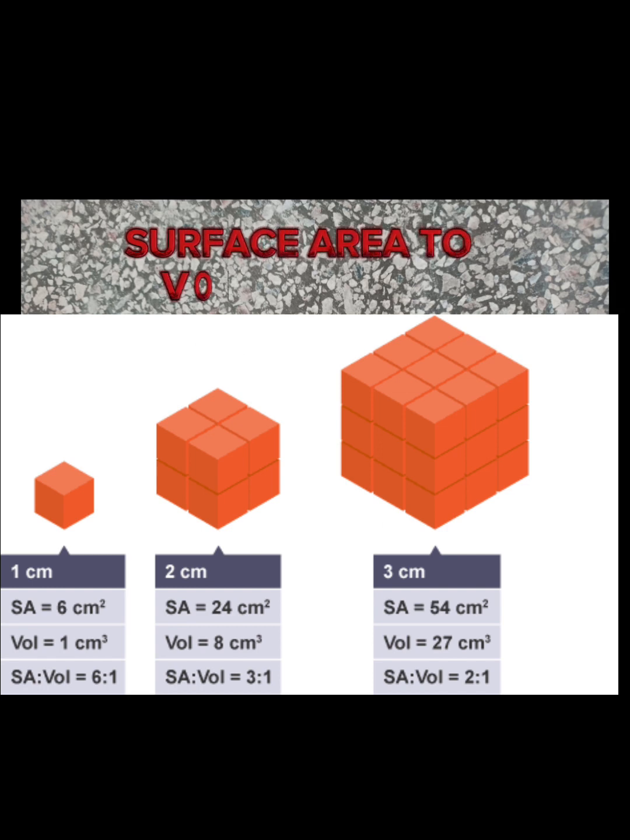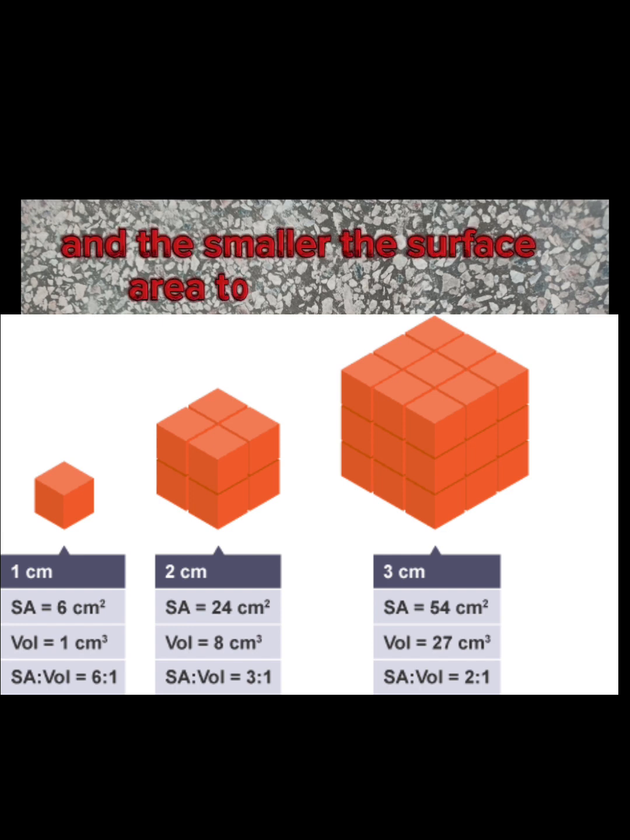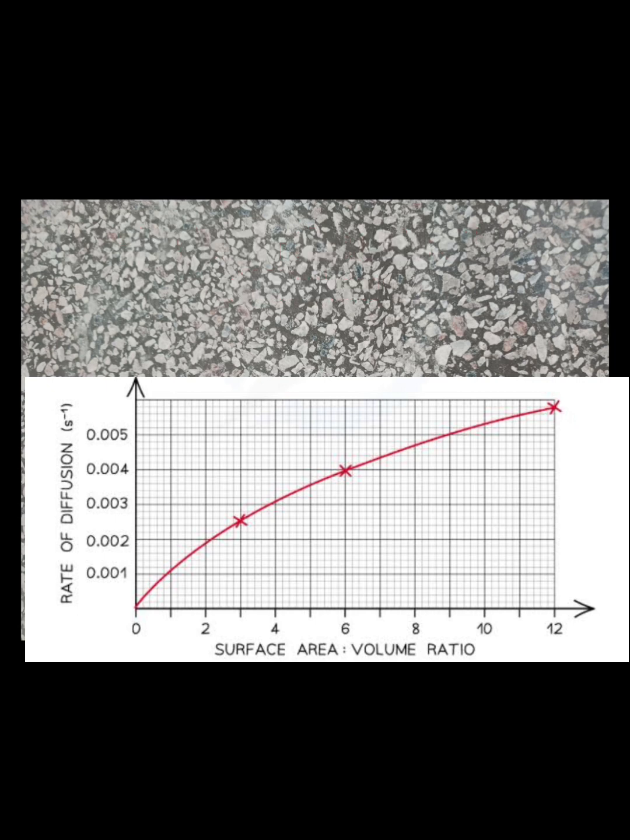Next is surface area to volume ratio. The larger the surface area to volume ratio, the higher the rate of diffusion, and the smaller the surface area to volume ratio, the lower the rate of diffusion. This implies that the rate of diffusion is directly proportional to the surface area to volume ratio.